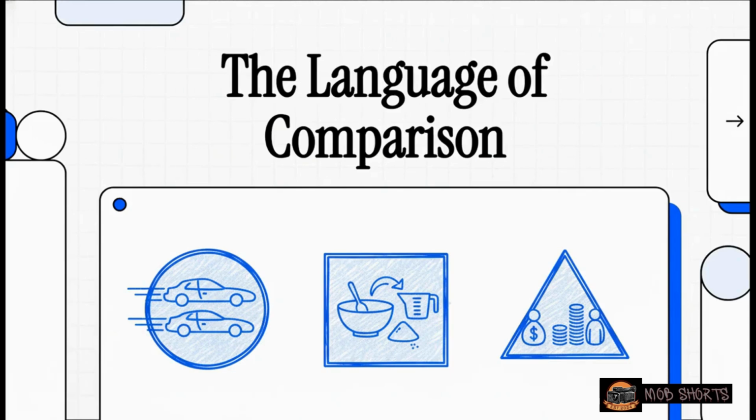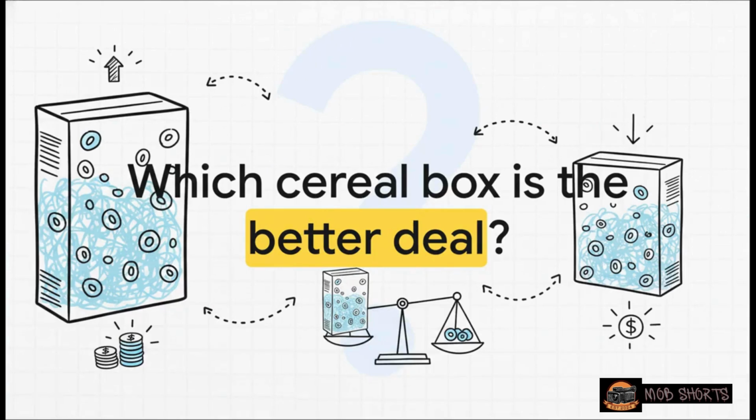Hello and welcome. Every single day, we're constantly comparing things. Which car is faster, which recipe needs more sugar, which job pays better. Well, math gives us this really powerful language to make those comparisons super precise. In this explainer, we're going to unlock 3 key tools that are seriously going to change the way you see the world around you.